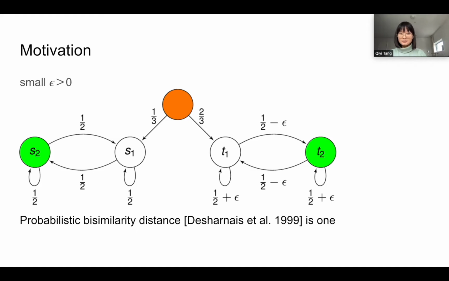We could analyze the system using another notion called probabilistic bisimilarity distance. It is a notion to measure the behavioral similarity between states, and it is a number between 0 and 1. Distance 0 coincides with probabilistic bisimilarity, and the smaller the distance is, the more similar the two states behave. If we compute the probabilistic bisimilarity distance for this example, we find that S1 and T1 have distance 1. So any minimization algorithm that merges states with small probabilistic bisimilarity distance wouldn't work for our example.